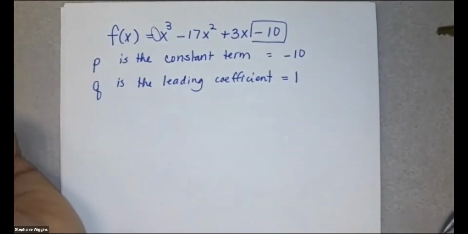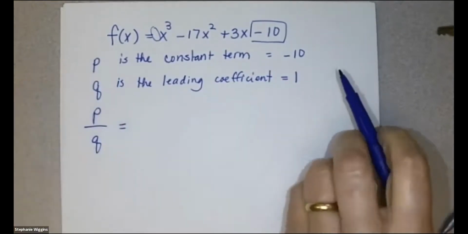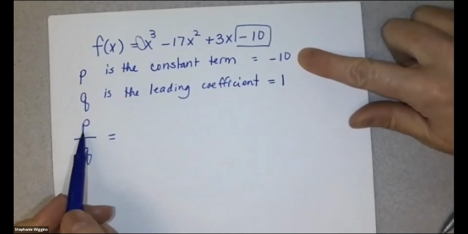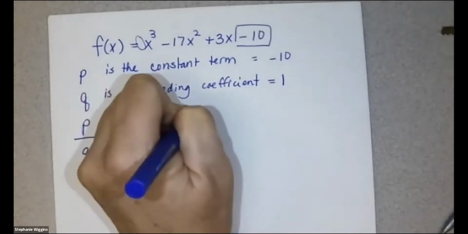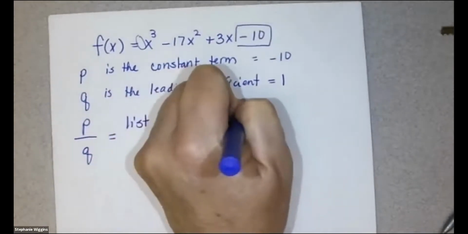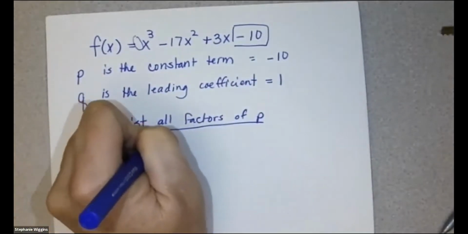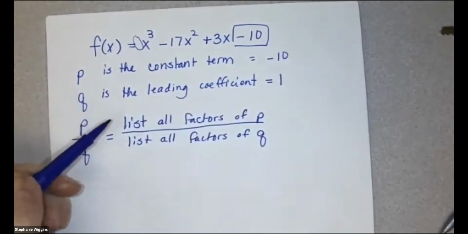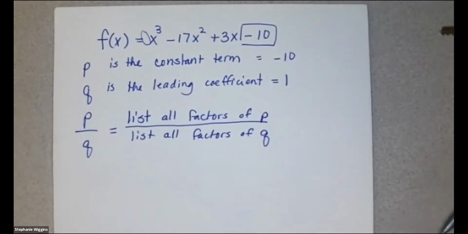Okay? You want to find all possible ratios of P to Q. So what are the possibilities of all the factors? So I'm going to write that here. List all factors of P. And then you're going to divide that by a list of all factors of Q. So it's the factors of the constant term divided by the factors of the leading coefficient. And that includes positive and negative.